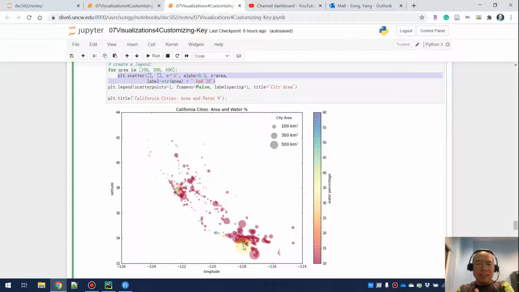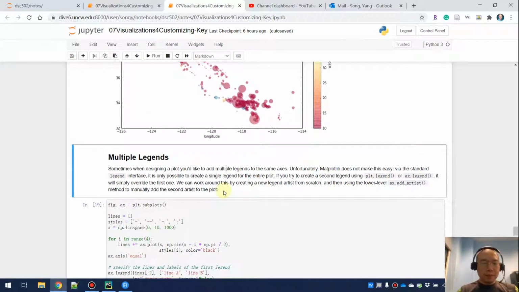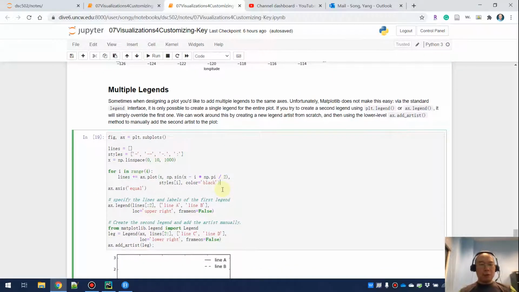But what we see is, it doesn't matter for the bigger cities or smaller cities in California, they are all very, very dry. The water percentage of the entire city is very low. Okay? So the next part, we want to do something even harder. We want to divide the legends into two sections. And sometimes we do have some really good reason to do so. And let's see, how can we do that?